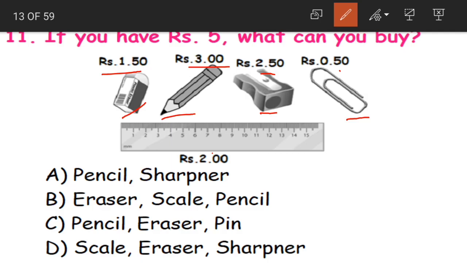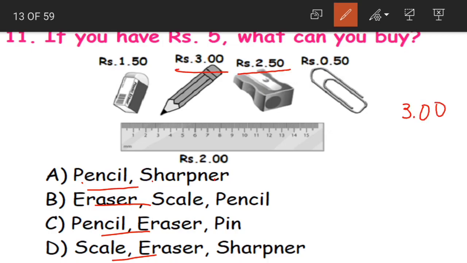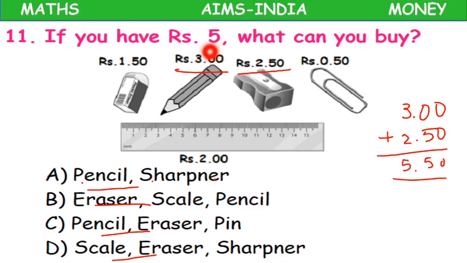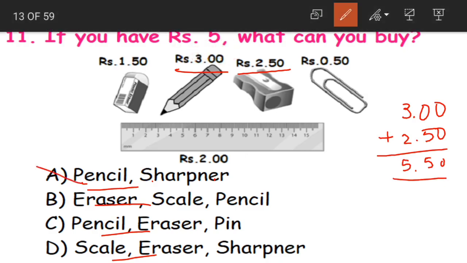Now we should find out which items can we buy. The advantage here is, children, we are having the options, right? So we can take each option and check whether we can buy or not. Coming to the first one, pencil plus sharpener. If we add 3 plus 2 rupee 50 paise together, what will we have? We'll have 5 rupees 50 paise. But what amount do we have? We have only 5 rupees. So we cannot buy a pencil and a sharpener.